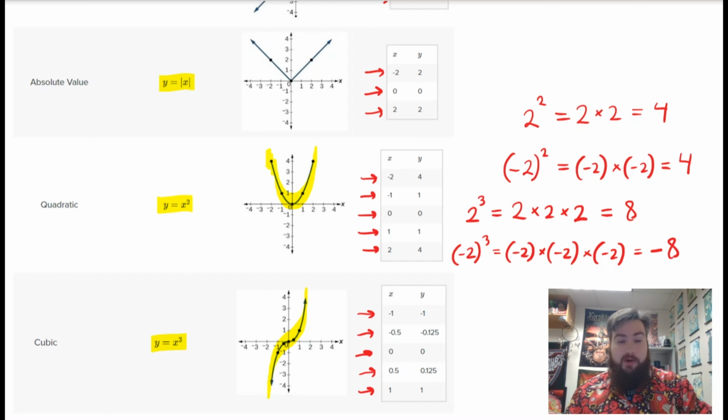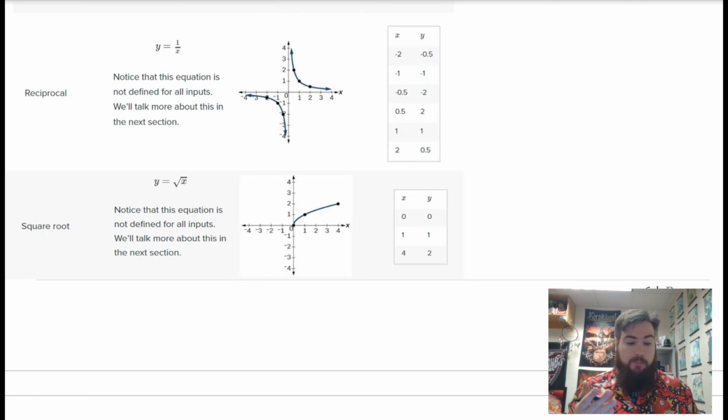Let's look at 2 more. For these last 2 parent graphs, we have a reciprocal graph. We refer to that as the equation y equals 1/x. This one is going to be more unique compared to the ones prior. And you can see that when we start to plug in some values.